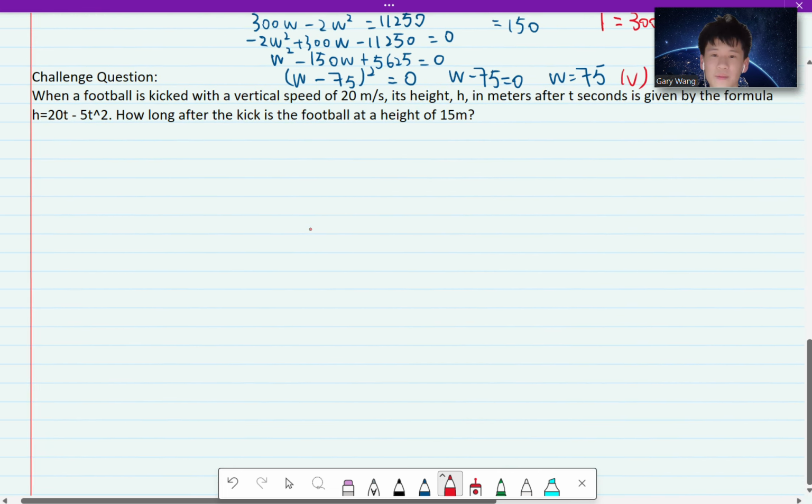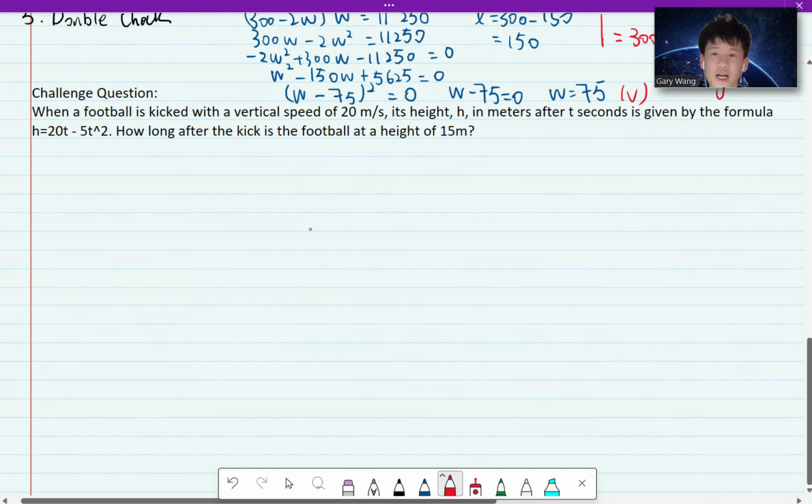And at last, let's take a look at a challenge question. It's a bit more challenging, and it's neither an algebra question nor a dimension question. So let's take a look. When a football is kicked with a vertical speed of 20 meters per second, its height h in meters after t seconds is given by the formula h equal to 20t minus 5t squared. How long after the kick is the football at the height of 15 meters?